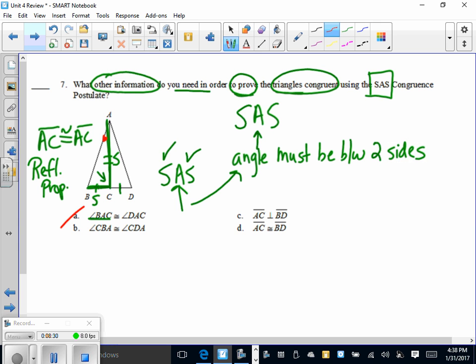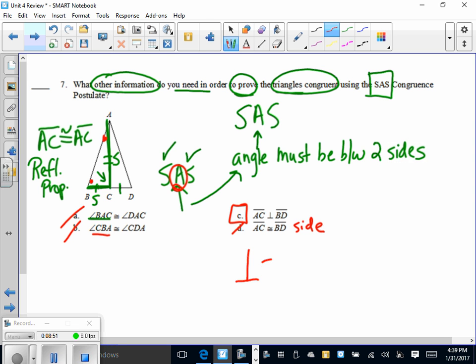So we eliminate that wrong angle. Angle CBA is this angle right here. I need the word where the arrow is pointing to. So that eliminates B. B is talking about a side. I need an angle. So B eliminates. So the only answer choice we got left is C.